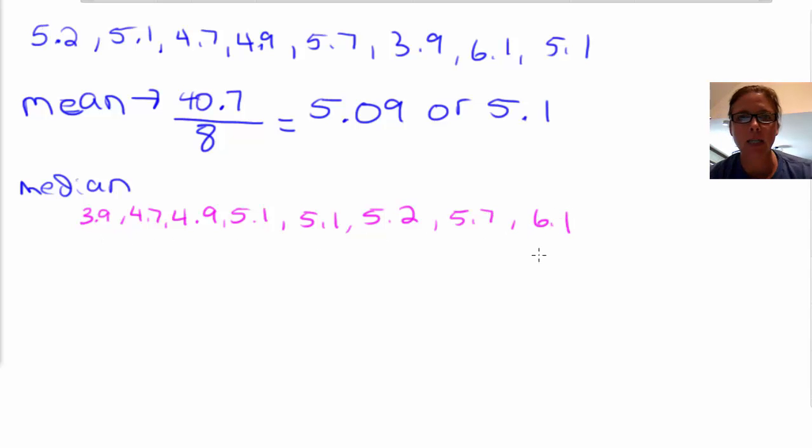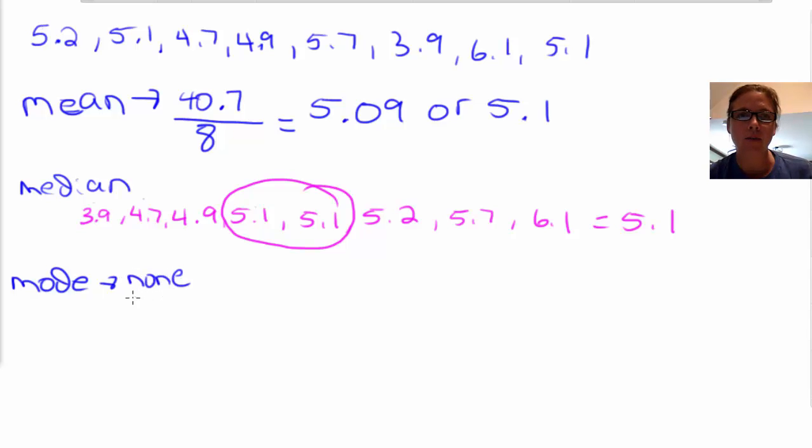Okay, so the median is the numbers that are just in the middle. So 1, 2, 3, 4, 1, 2, 3. So these two numbers are in the middle. Since they are the same number, the median is just 5.1. If they were different numbers, then you'd have to find the middle of them. So if this was 5 and this was 5.2, then it'd be 5.1. You take the average of what's in the middle. If there was just one number in the middle, if it was an odd number, then it would just be that number.